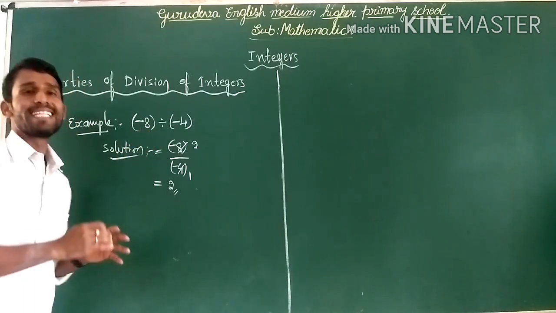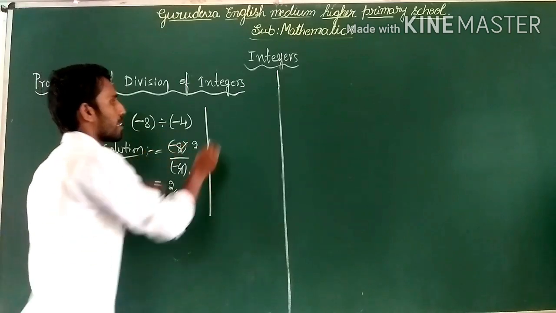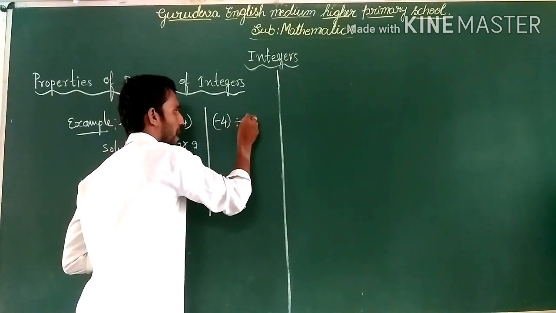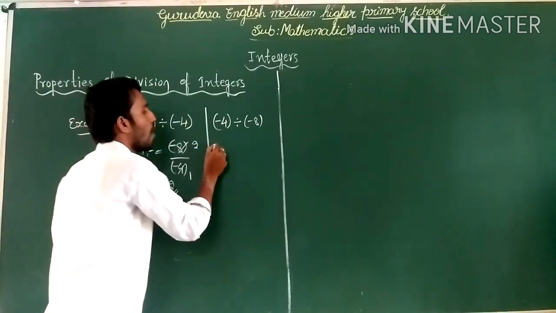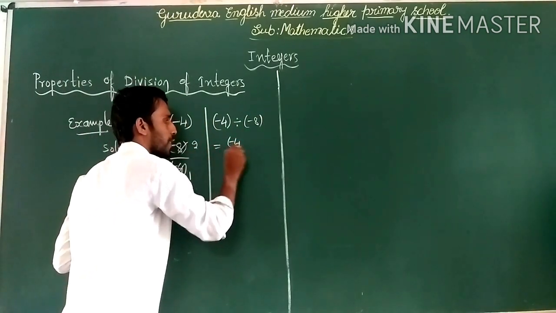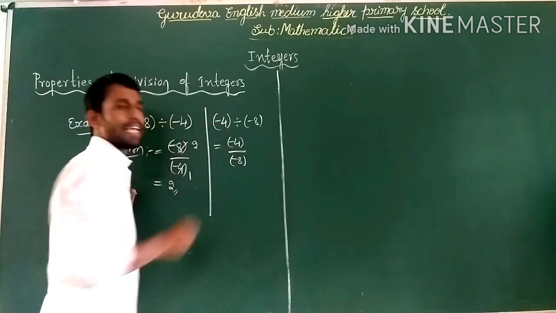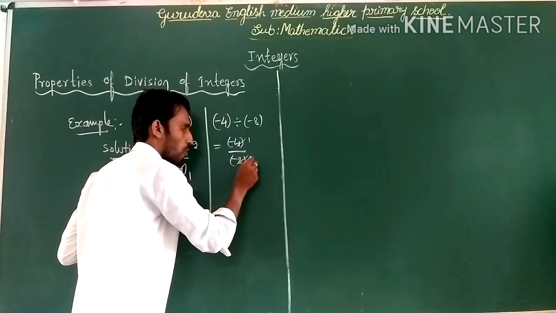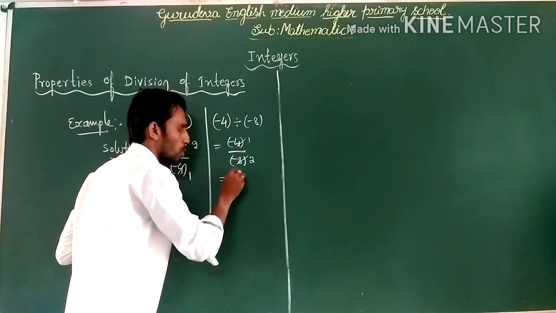Now I am changing the order of the integers. First I am taking minus 4 divided by minus 8. I changed the order of the integers. When we divide minus 4 by minus 8, 4 ones are 4, 4 twos are 8, we are getting 1 by 2.